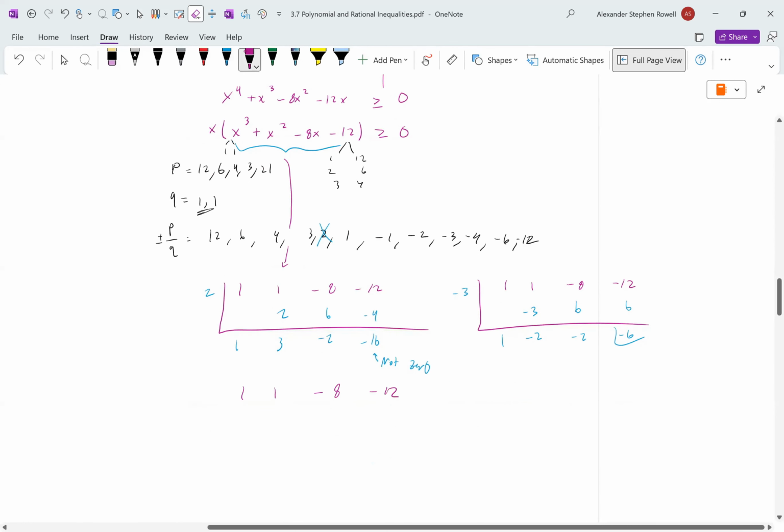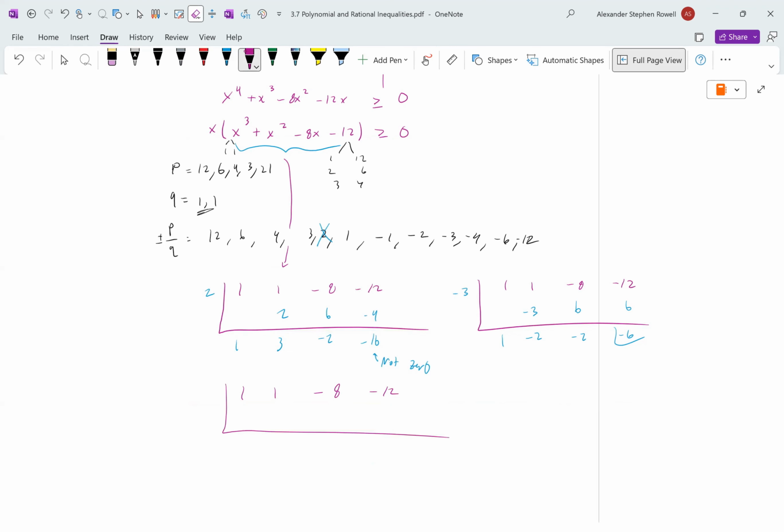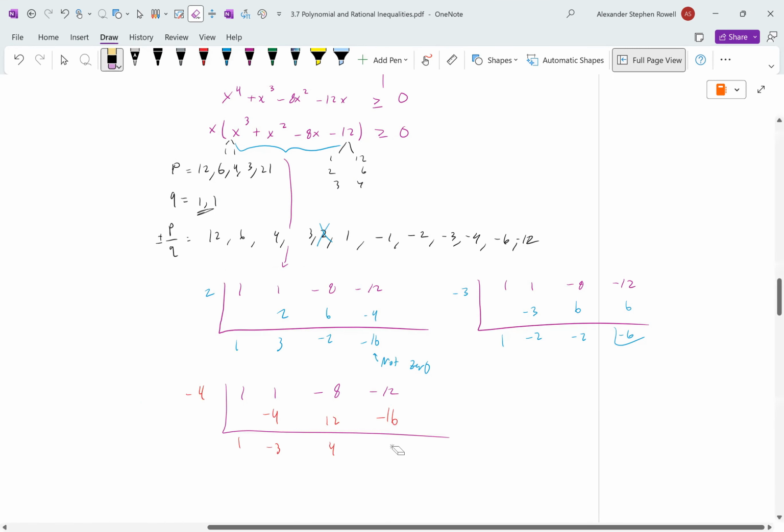1, 1, negative 8, negative 12. What do you want to try? 1, 2, negative 6. Did it work? Negative 18. I'm just gonna erase this. Negative 4. 1, negative 4, negative 3, 12, 4, negative 16, negative 28. Oh, I should be crossing these out. Negative 4, negative 3. Which one did I try to? Oh, 1. All right. What should we try next?